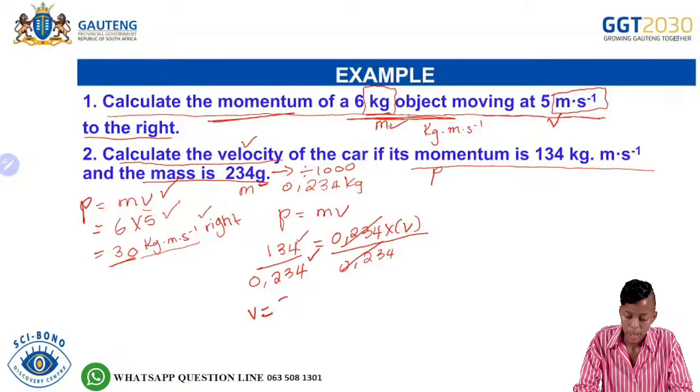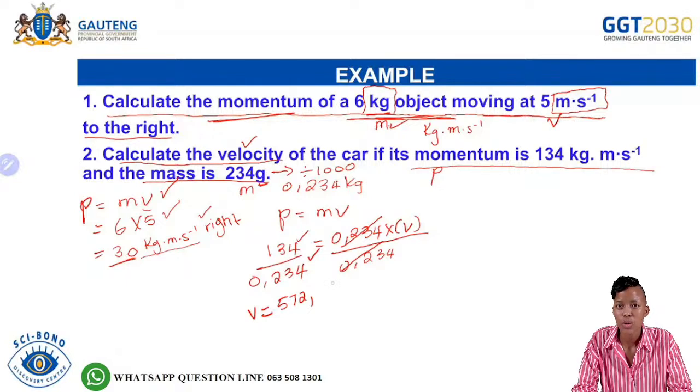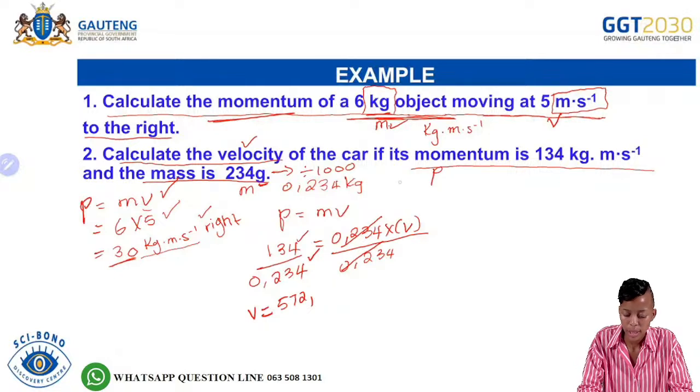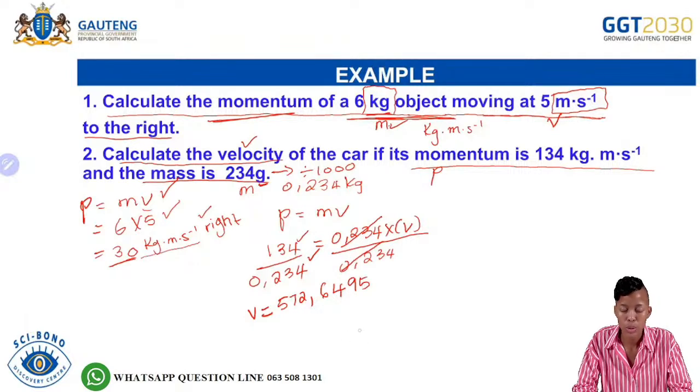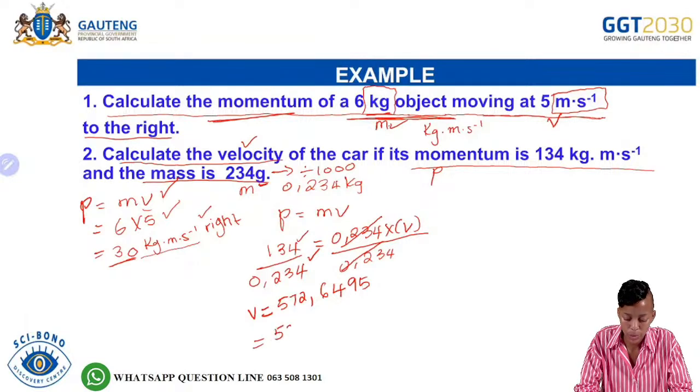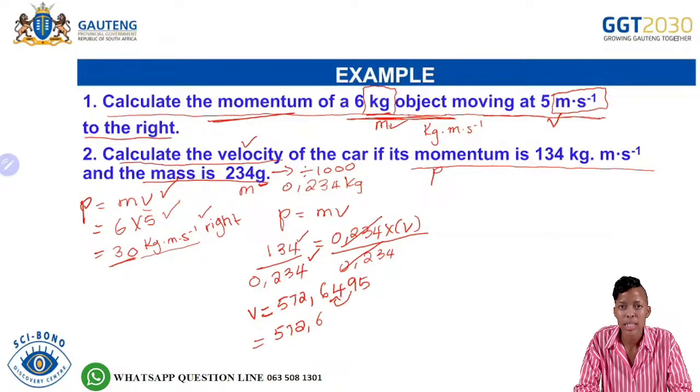So in this case, I am then getting 572, and then remember you need to round off to 2 decimal places. So the full answer that I'm getting there is 572,649.5. So we are going to round off to only 2 decimal places. So therefore our final answer will be 572, and the 9 will change the 4 to a 5, so that we have 0.65 meters per second.